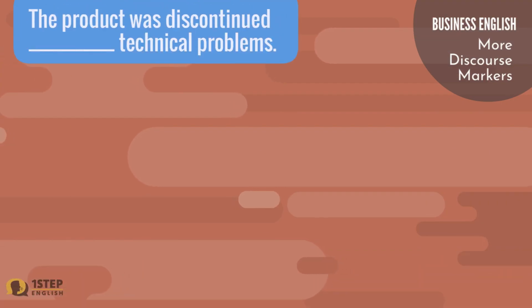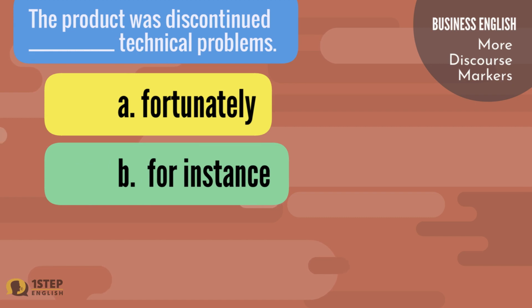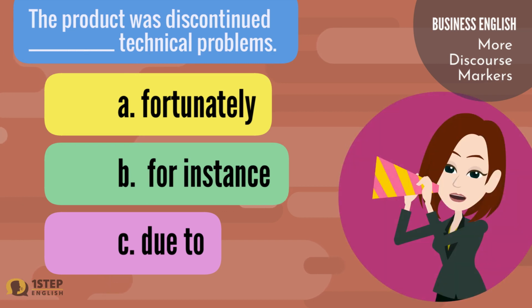The product was discontinued, technical problems. Letter A, fortunately. Letter B, for instance. Letter C, due to. The correct answer is letter C. Due to. The product was discontinued due to technical problems.